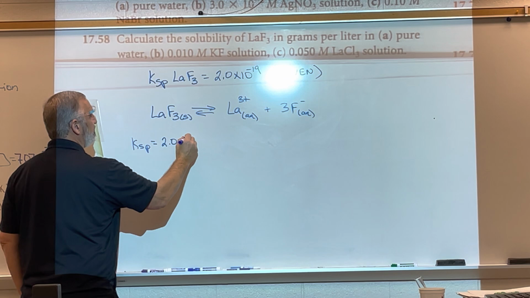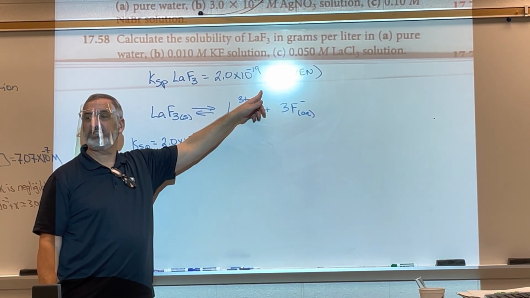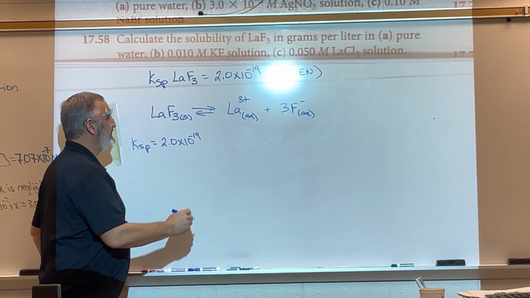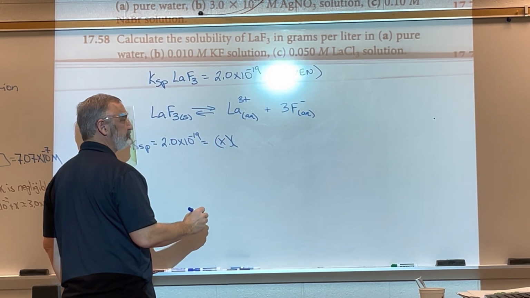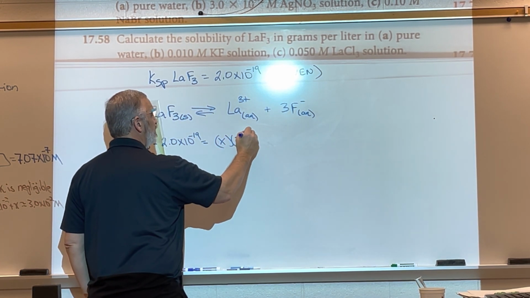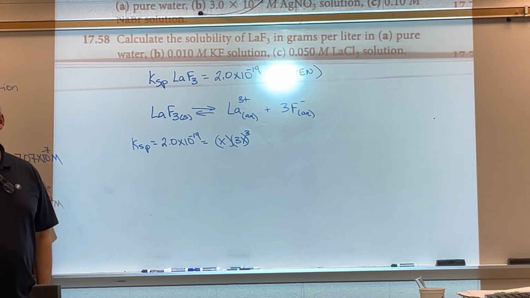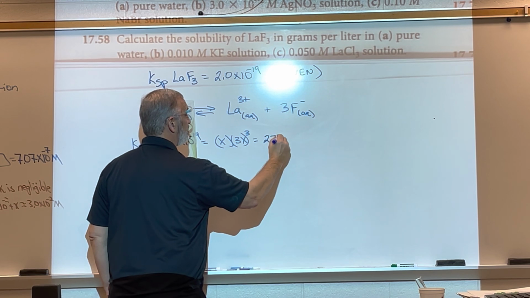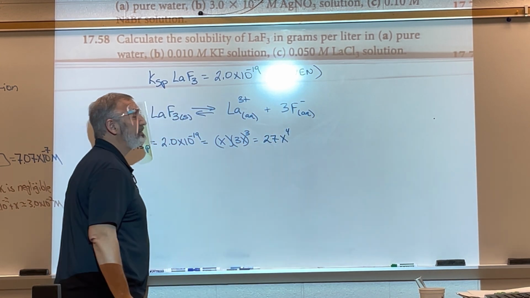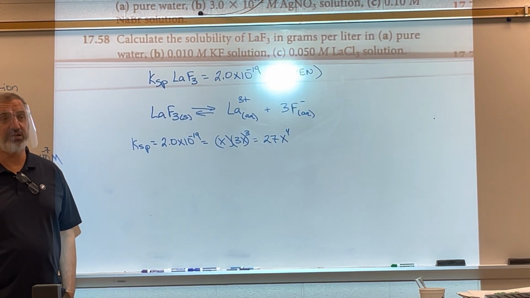2.0 times 10 to the -19. Now look how small that number is. So do we expect very much of this to be dissolved? No. It's going to equal x times what? 3x cubed. Oops. Make sure we do the cubed on the outside, because we need to cube the 3 as well as the x. So that's going to be 27x to the 4th. So we have to make sure we know on our calculator how to do all those powers. I'm assuming in math you guys do that all the time.